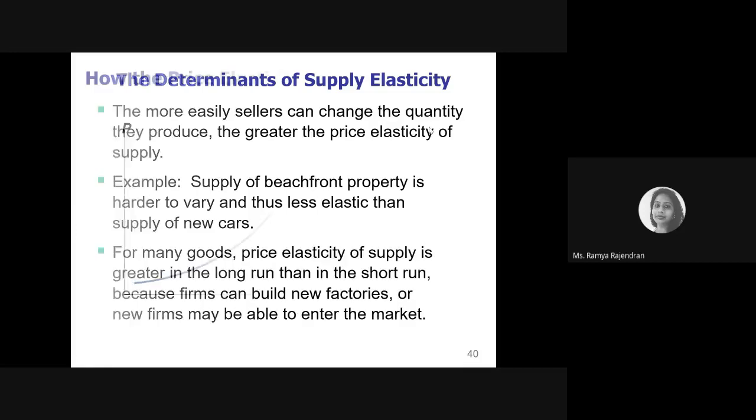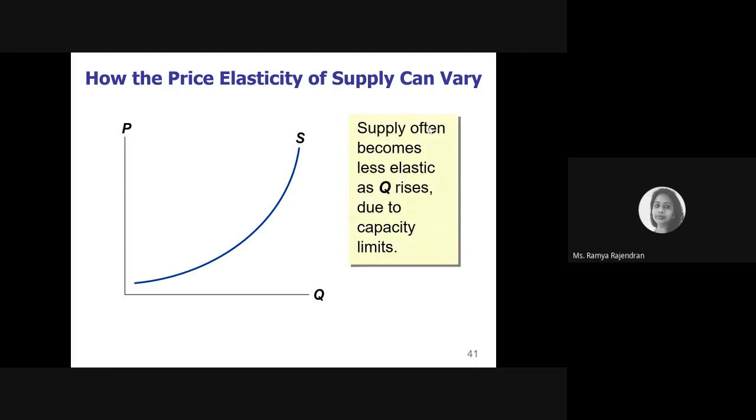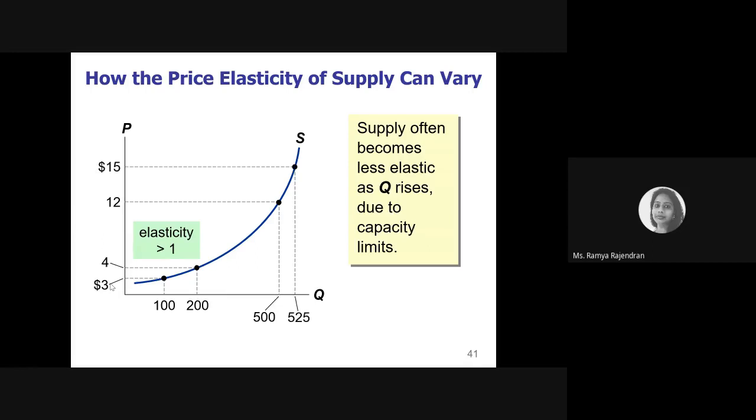Okay, so how it varies, let's see. We have a supply curve. We have a point here. Quantity is 100 when it is priced at $3. For $4, it's 200. So the elasticity is greater than 1. But at $12, quantity is 500. At $15, it's 525. So earlier it was greater than 1, here it is less than 1.